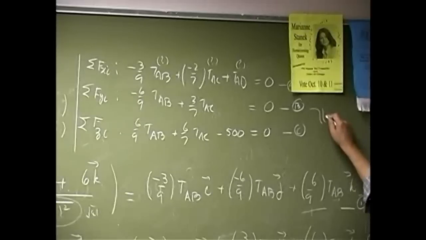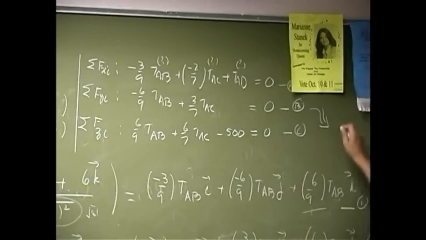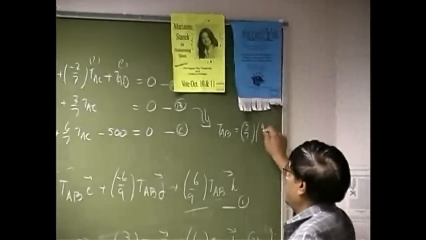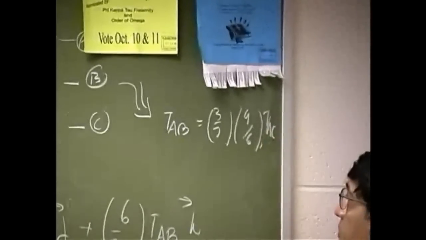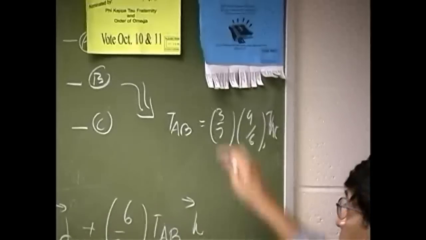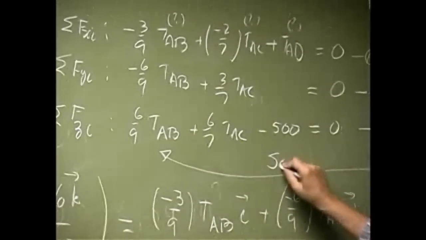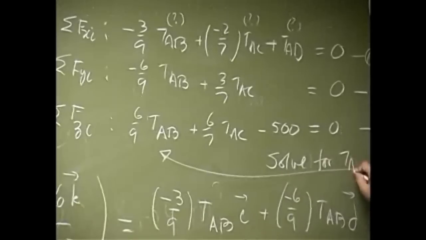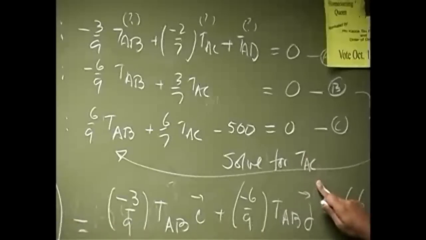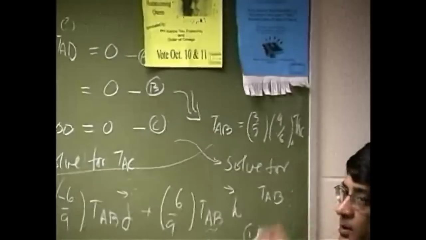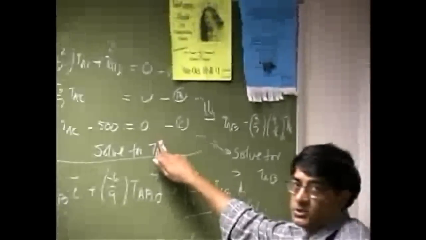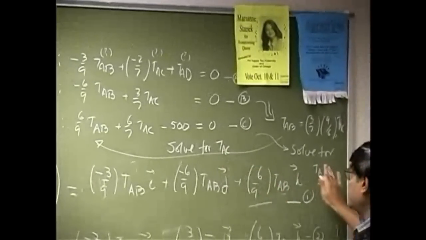So you could use the second equation, and you could write TAB as, let's say, 3/7 multiplied by 9/6 TAC. Then you're going to substitute this in here. Then you solve for TAC. Once you have TAC, you go back here, you solve for TAB. So by using this equation and this equation, you solve for TAC and TAB.